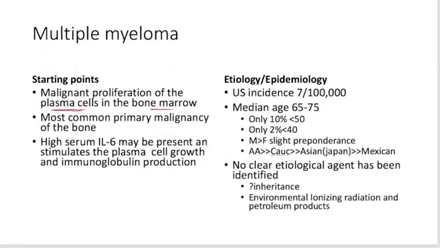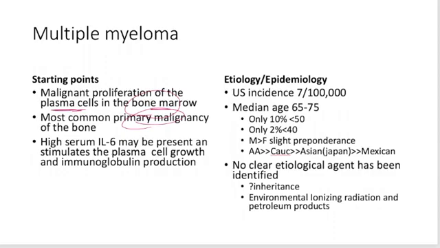So what is multiple myeloma? That is a malignant proliferation, the most common primary malignancy of the bone. We can have bone mets, but that's a secondary malignancy. This is the most common primary malignancy. Where is it happening? In the bone marrow. There may be high serum interleukin 6, which stimulates the plasma cell growth and immunoglobulin production.